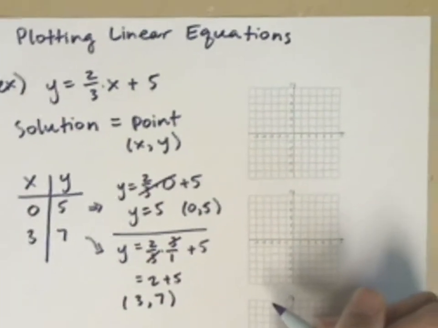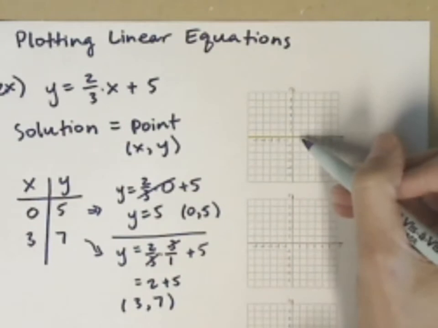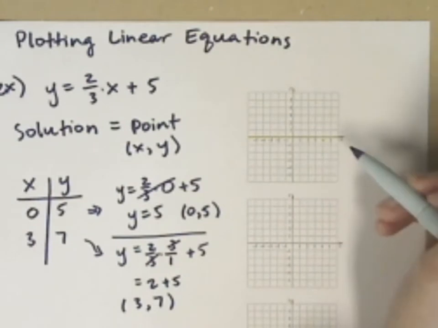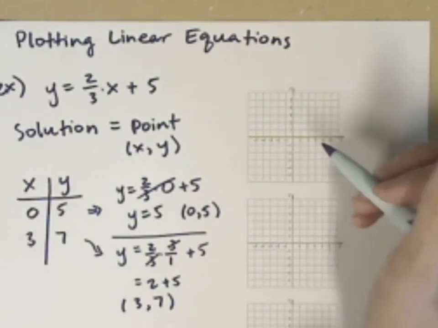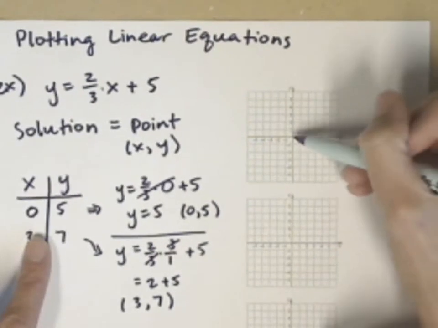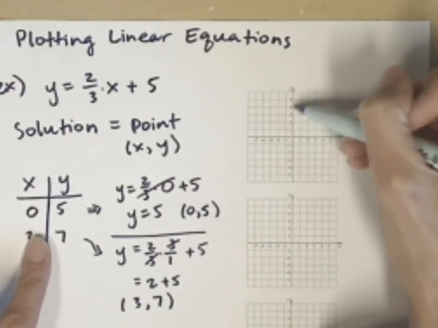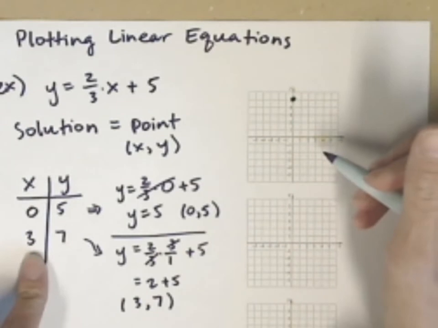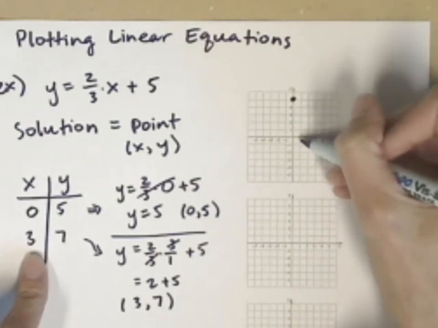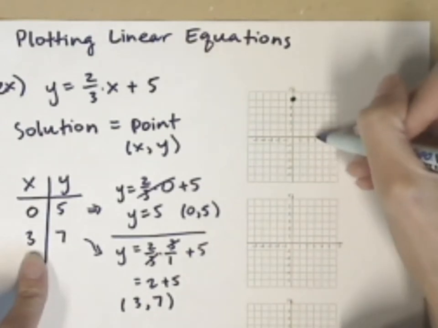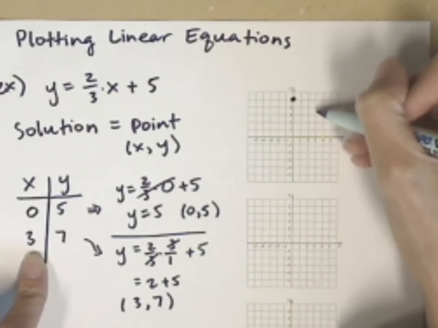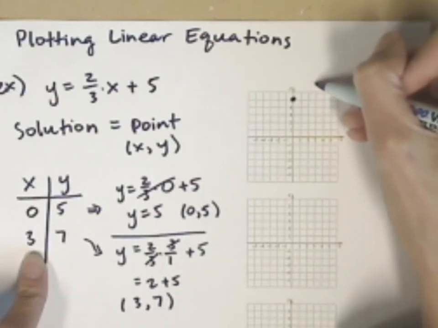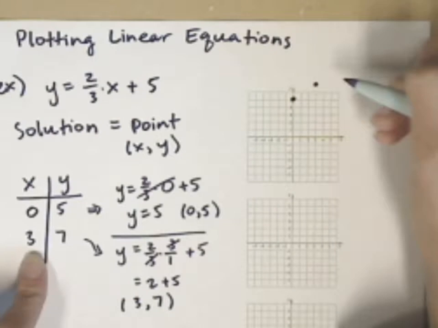Let's plot it. Now I know it's hard to see these over here, but each of the grids are just 1 unit away. So when I plot 0, 5, I have 0 for x. So 0 for x is right here in the middle. And then I've got 5 for y. 1, 2, 3, 4, 5, which is right here. My second one was at 3. So 3 for x, 1, 2, 3, and then 7 for y. 1, 2, 3, 4, 5, 6, and I need to go just up 1 above my grid to get to 7.